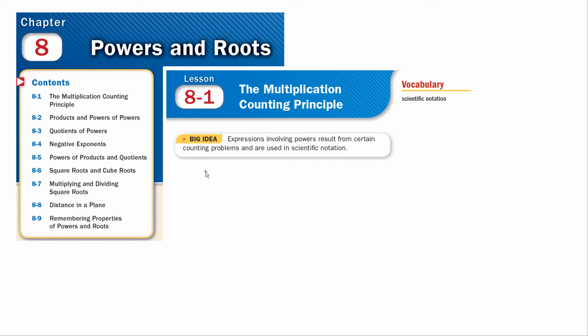Now you're familiar with this. You used to call it factorials. Remember, like 5 factorial? I think you remember seeing that. 5 factorial is equal to 5 times 4 times 3 times 2 times 1.